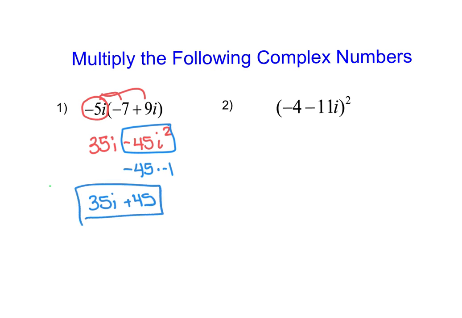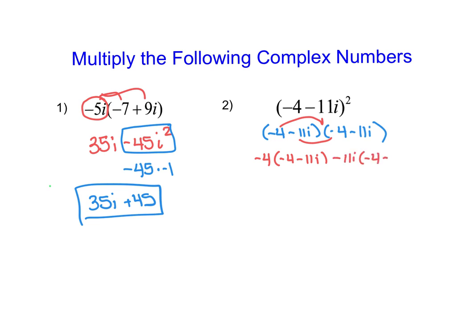And our final example here, we're just going to practice squaring. So remember, squaring, you take whatever is in the parentheses and you multiply it times itself. And the easiest way to avoid an error is to write it out twice. And then we take everything in the first parentheses, so we take negative 4, and we multiply it by negative 4 minus 11i in the second parenthesis. And then we take our negative 11i, and we multiply it by negative 4 minus 11i in the second parenthesis.